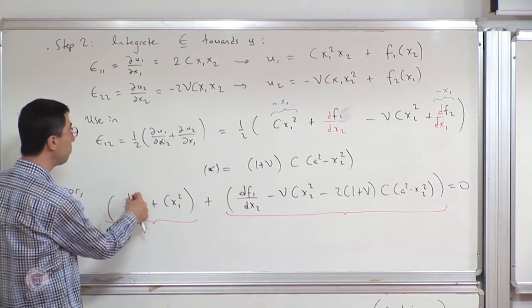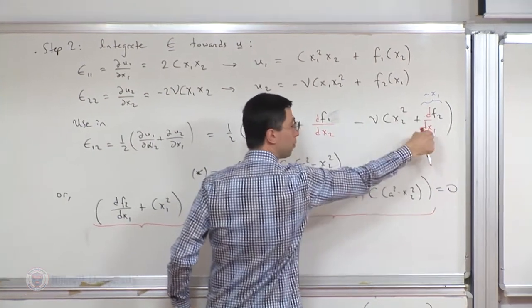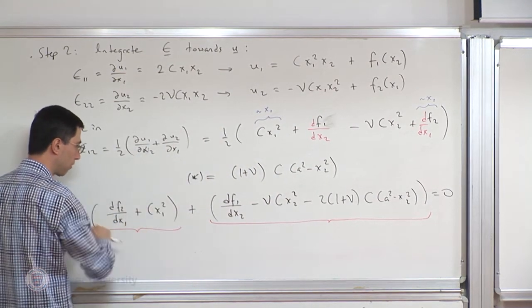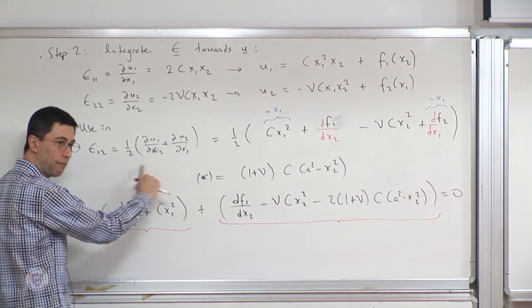So f2 is a function of x1. That's why I put these explicitly. f2 is a function of x1, so this is a function of x1. That's a function of x1. So this thing altogether is a function of x1.